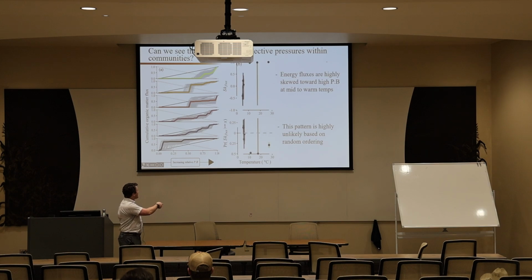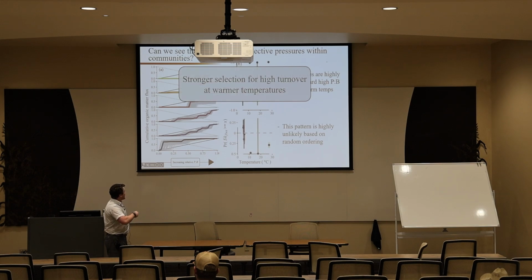We can think about this as a Gaussian distribution. Anything at these tails, near the bottom axis or near the top axis, anything at those extremes is an event of low probability. What this shows is that at cooler and mid temperatures, the flux distribution that we see is essentially random relative to these trait distributions. But as we increase in temperature, this becomes less likely to be observed just randomly. This gives us some insight that at these warmer temperatures, there's maybe a stronger selection pressure within these communities towards organisms that have higher turnover and lower body size. So there's stronger selection for higher turnover at warmer temperatures.